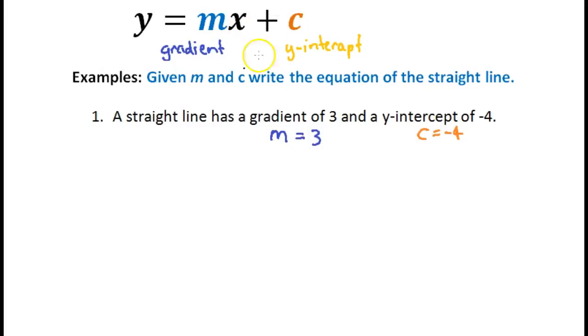We look at the rule, we write it down, y equals m, well m is 3, x, and c is -4. Plus -4 is just -4, because a plus and a minus together become a minus. So the equation is y equals 3x minus 4.